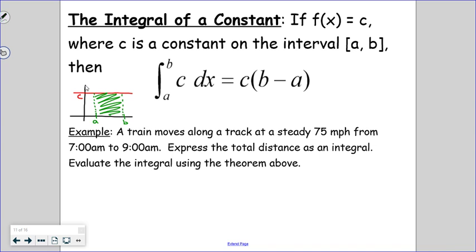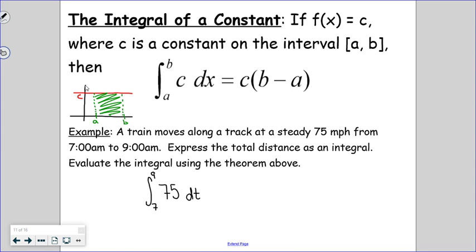Using that idea, again, very basic, but we can use an integral to represent this situation. We kind of did one like this a couple days ago. It says a train moves along on a track at a steady 75 miles per hour, so its velocity is 75 miles per hour, from 7 a.m. to 9 a.m. Express the total distance as an integral. So in our integral, we will say when we start and when we stop, 7 to 9. And then we would put in our function for our velocity, 75 miles per hour. And I'm actually going to call this dt because our expression is in terms of time, right?